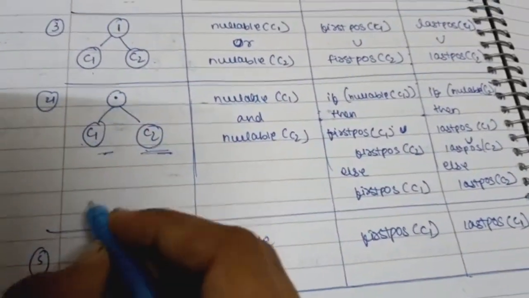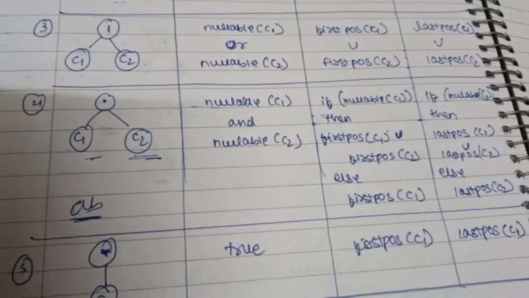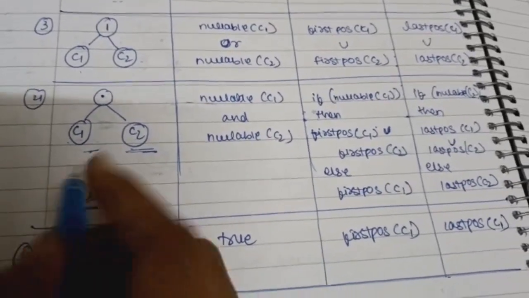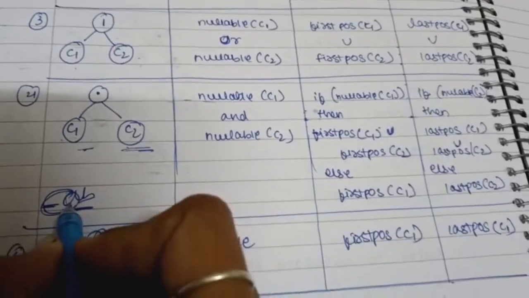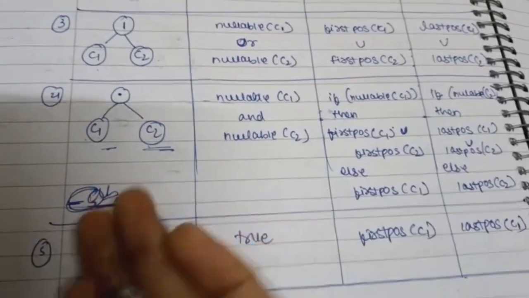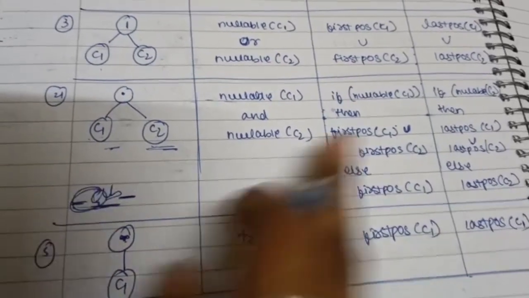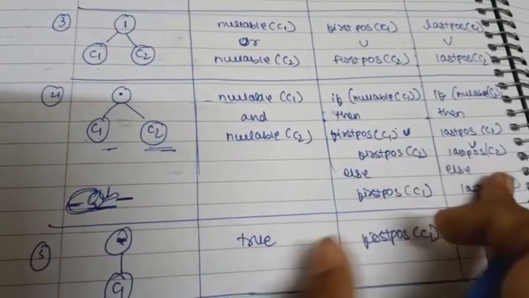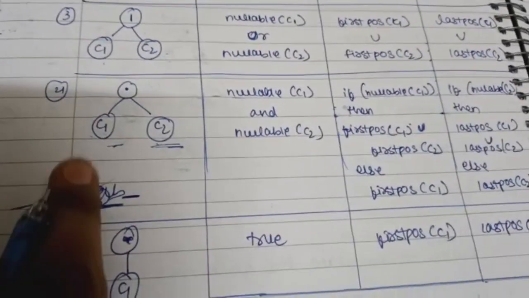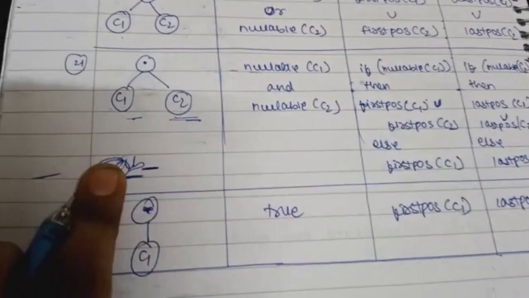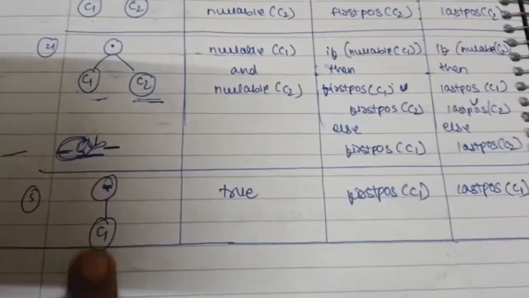Understand one thing. If there is an expression like this and this is not nullable, then you can already see that the first position of this will be the first position of my regular expression, that is this operator, and the last position of this will be the last position of this dot operator. That is what we have done here in the else part. But if it is nullable, then I am going to have an empty string also, and therefore I need to do the union of both first positions and both last positions. Understood? Now let's go for this OR.